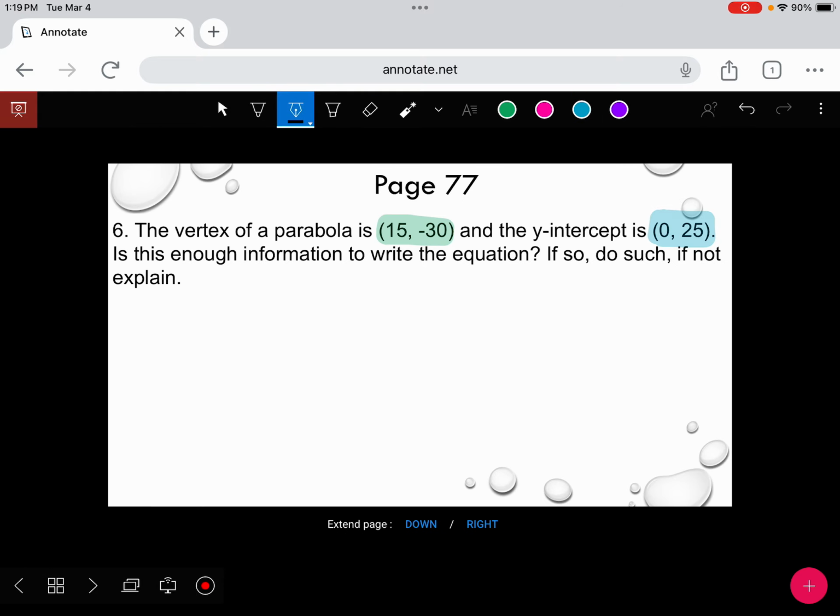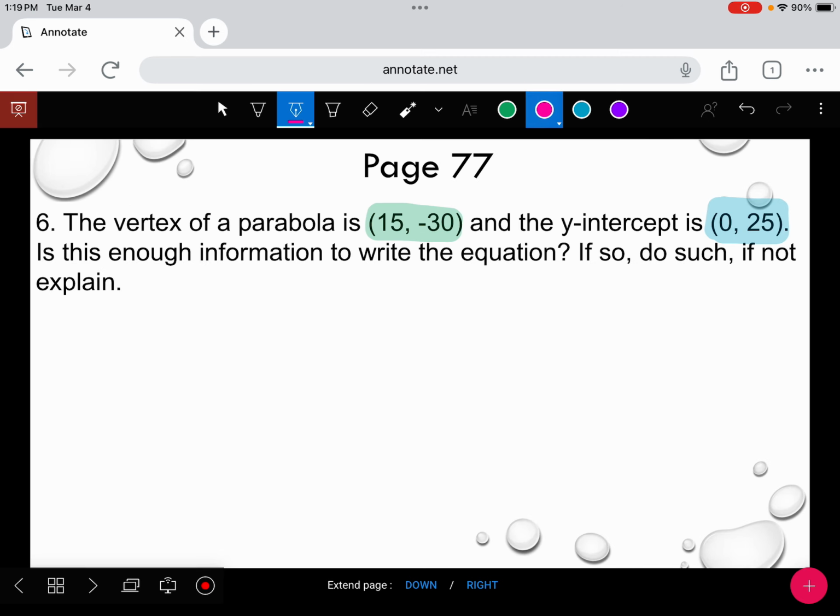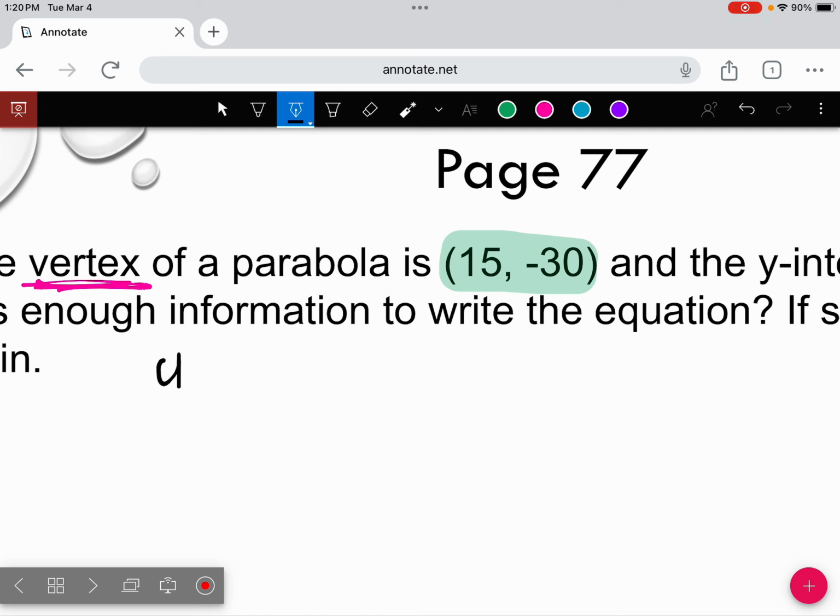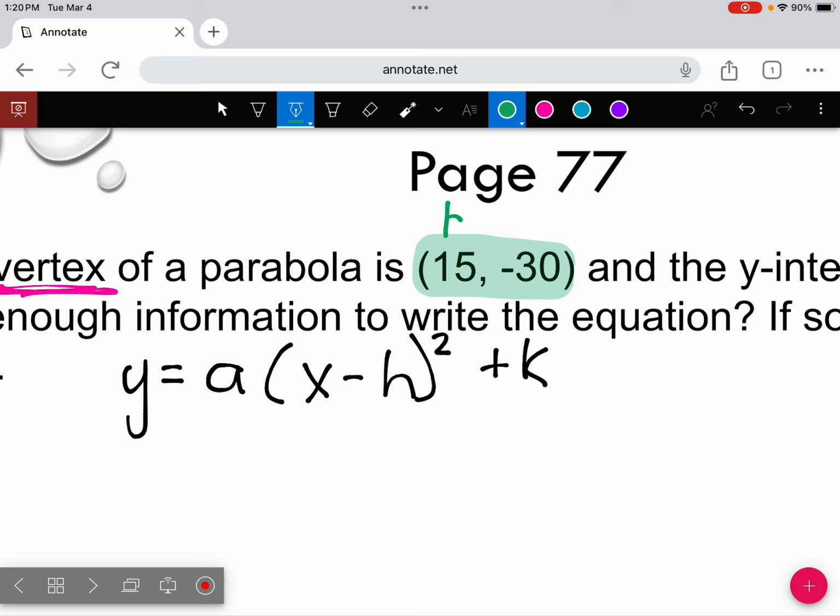What can we do with this? Vertex form. They straight up tell us this is the vertex. If we have the vertex, use vertex form. That one was our y equals a times x minus h as a quantity squared plus k. On my vertex, it's h comma k. It's always in alphabetical order. X then y, h then k. They're in alphabetical order when they get into ordered pairs.